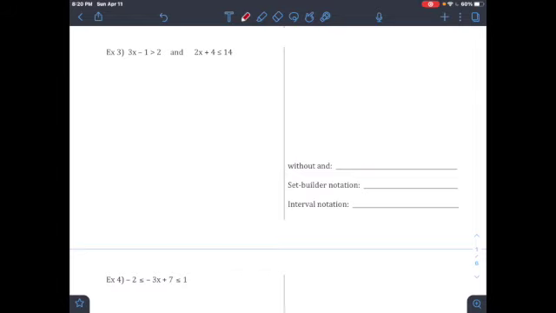First of all, you have to solve it, and second of all, you have to write down without "and" then set builder notation, interval notation. Eventually, without "and" will also go away because you have to decide if it is "and" or "or", which are the next things we're going to talk about. So please go ahead and solve it, and then you can come back and check your answers.